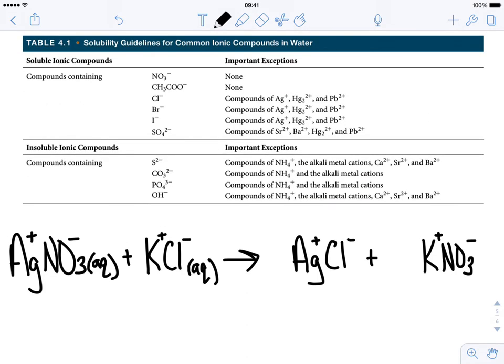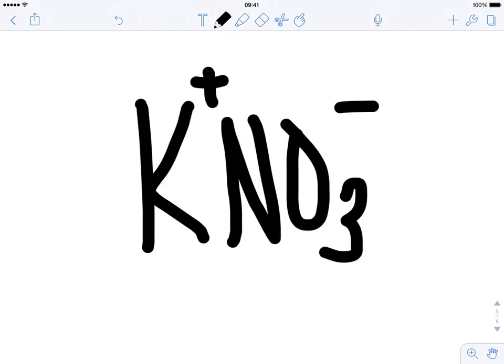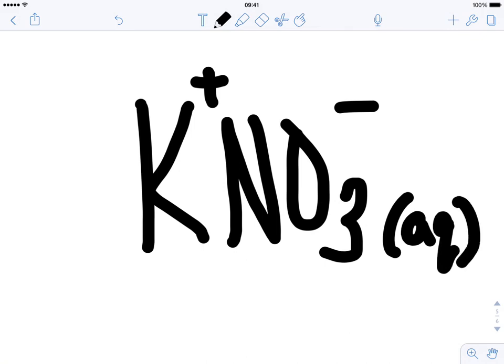Now we need to take a look at the solubility table and figure out, do either of these products form a precipitate? So let's look at the anion nitrate first. So we have an anion nitrate, and here's nitrate, and it's generally soluble, and it doesn't have any exceptions, meaning it's always going to be soluble. So if something's soluble, it means it dissolves in water, and therefore the phase is aqueous. So I'm going to zoom in here, and I'll write AQ for aqueous.